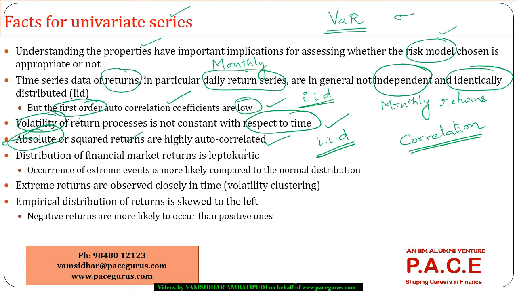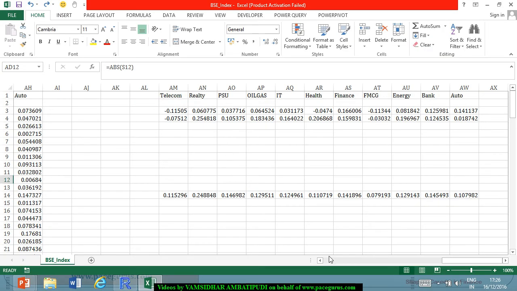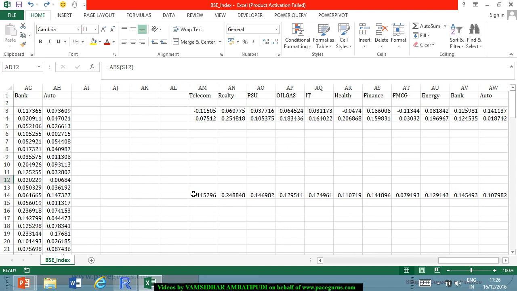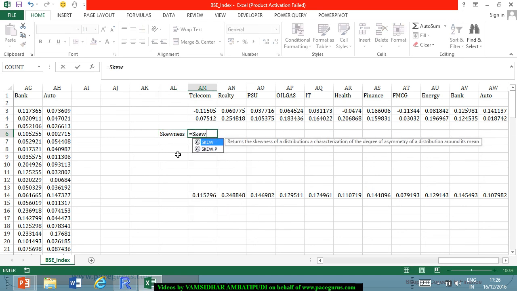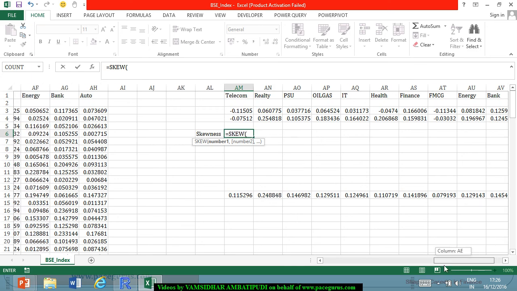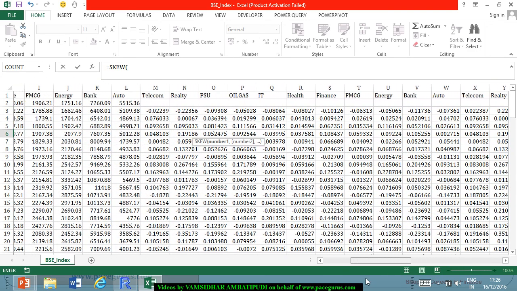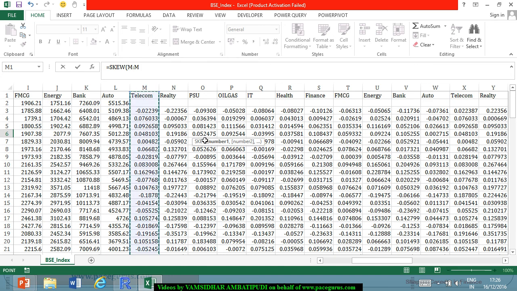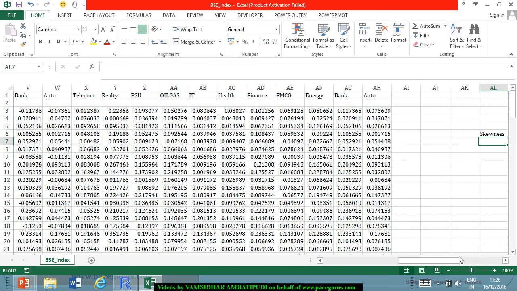Then a few more things come out. The distribution of the financial market returns: there is a theory which says that they are leptokurtic, meaning their kurtosis values should be higher. So let me test that out. Let's take the skewness as well as kurtosis for this entire period. I am taking the skew of the returns itself, not the absolute returns.